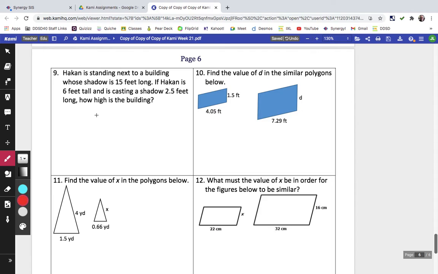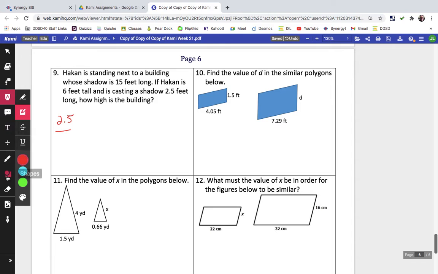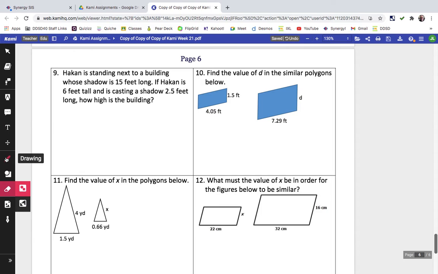Haken is standing next to a building whose shadow is 15 feet long. If Haken is 6 feet tall and casts a shadow of 2.5 feet, how tall is the building? So the shadow is small, 2.5, and actually, let's do it this way. We're going to do small, large, example 1, example 2 equals. Okay, so the height is big, or the person is small.